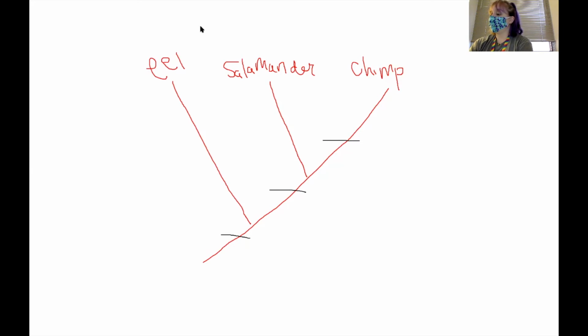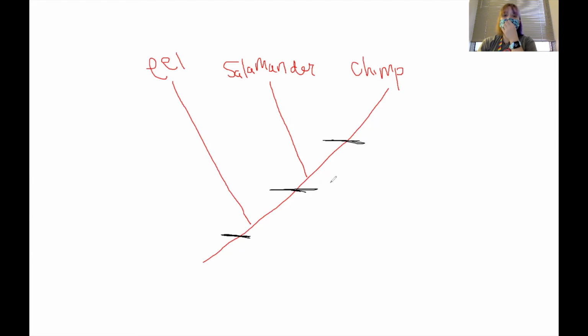So if we go back, erase all this. So this trait down here, all 3 of those organisms should share that trait because all 3 of them are above that line. This second trait should only be for salamanders and chimps because the eels are not above it, they're below it. This third one, all the way at the top right here, should be for just the chimp.